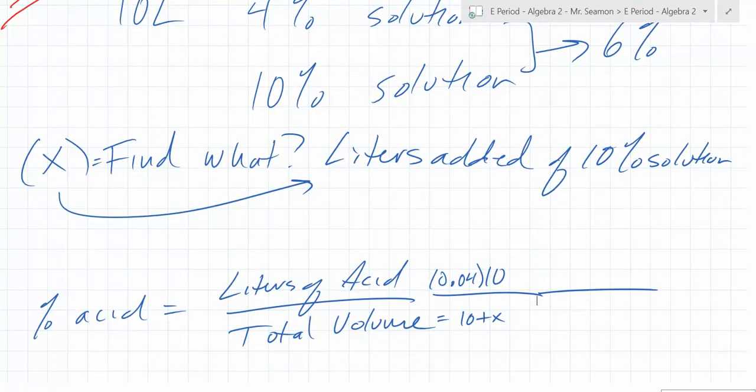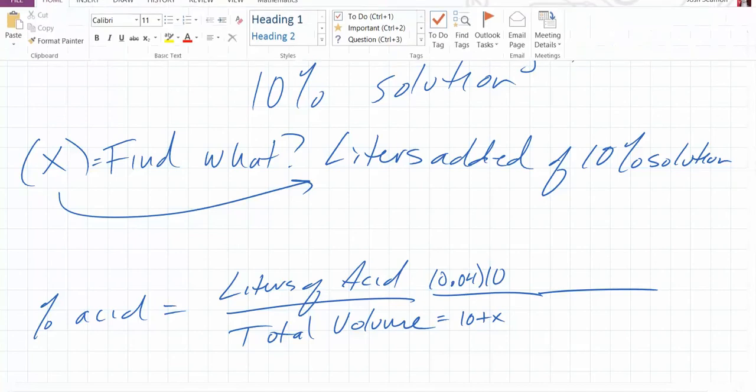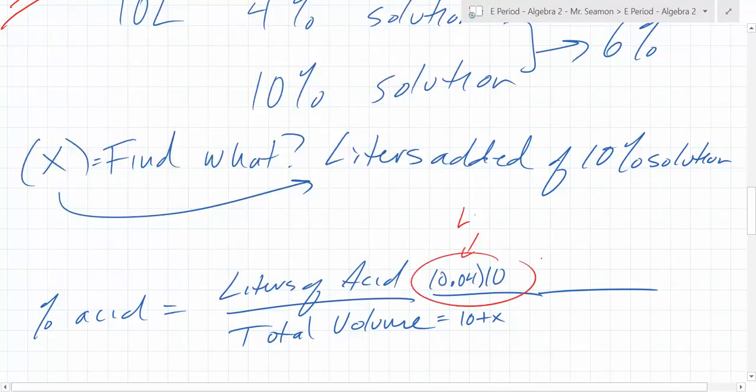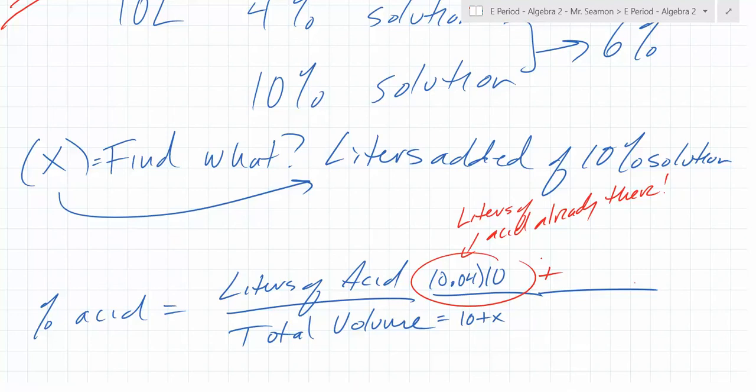Correct. But we'll leave it like that for now. So this right here represents liters of acid already there. But what are we adding to that? We're adding more acid in, right? How much acid are we adding in? And how do we get this? That's the concentration, 0.04, and the 10 is the number of liters.